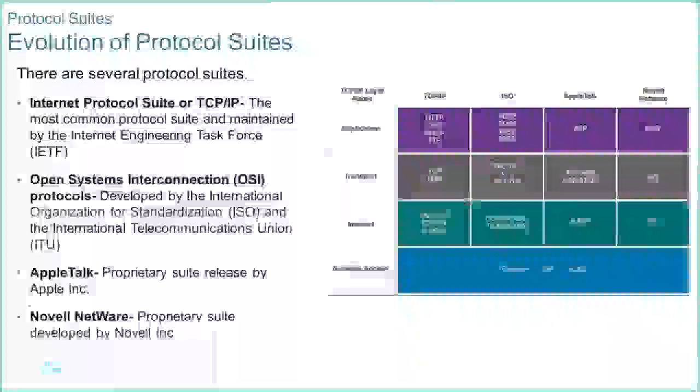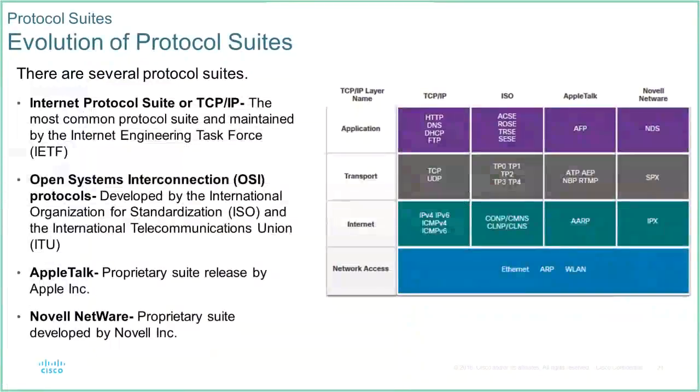So the main ones out there are TCP/IP, which is the Internet Protocol Suite, and that is the one we will spend most of our time exploring. You have OSI, Open Systems Interconnect protocols. There is still one protocol used out there that this industry still uses quite a bit, and that's called IS-IS. Okay, AppleTalk, proprietary to Apple Inc.